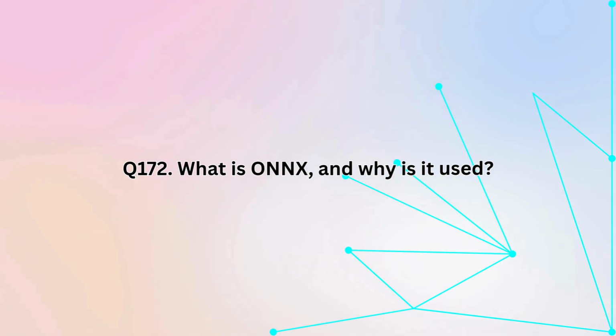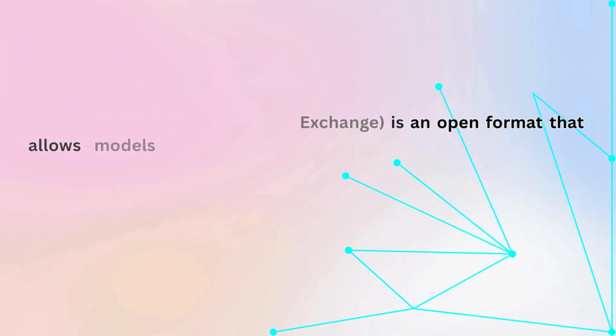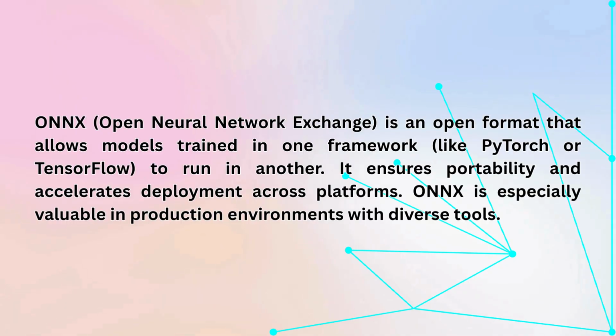What is ONNX and why is it used? ONNX, Open Neural Network Exchange, is an open format that allows models trained in one framework, like PyTorch or TensorFlow, to run in another. It ensures portability and accelerates deployment across platforms. ONNX is especially valuable in production environments with diverse tools.